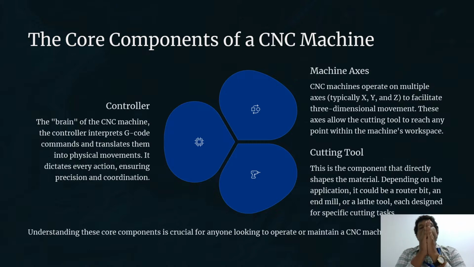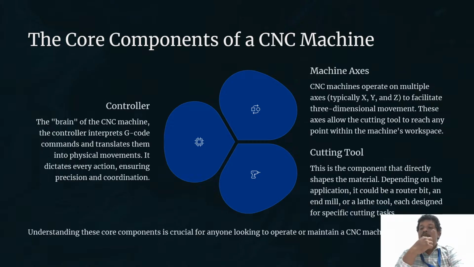The next part is the machine axes. Just like how we use the X, Y, Z axes, these are the three movement lines along which the machine goes. X will always be front to back. Left to right will be the Y axis, and top to bottom or bottom to top will be the Z axis. These are the three-dimensional movements in the machine.